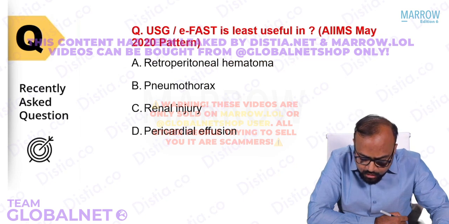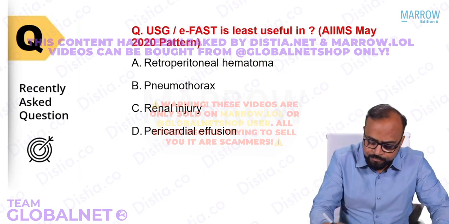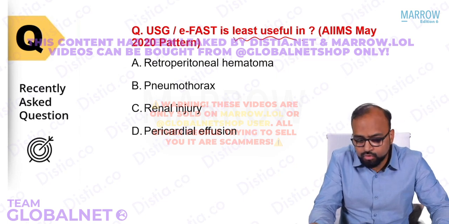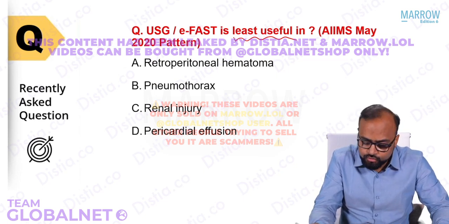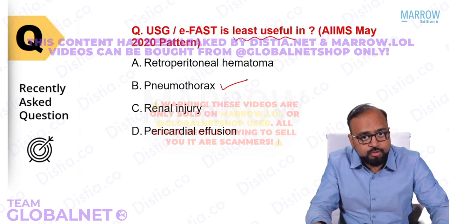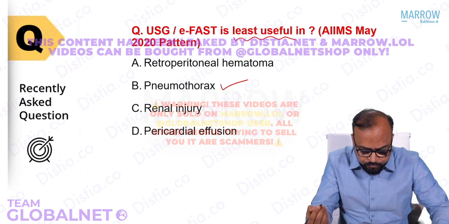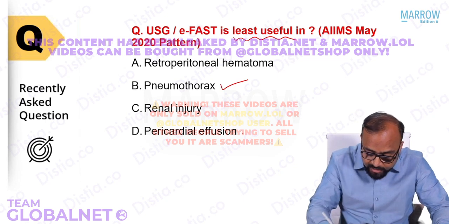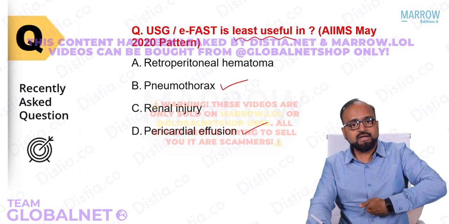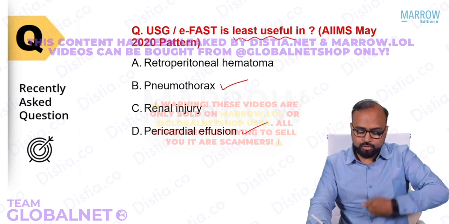Now USG or E-FAST, look at this question, is least useful in the assessment of what? So see, can it be used for assessment of pneumothorax? Yes, we have just seen it. It can be used for assessment of pneumothorax if we do an extended FAST. Can it be used for assessment of pericardial effusion? Yes. When we start with the subxiphoid view, we can see the heart and the pericardial cavity. If there is fluid, we will be able to detect it.